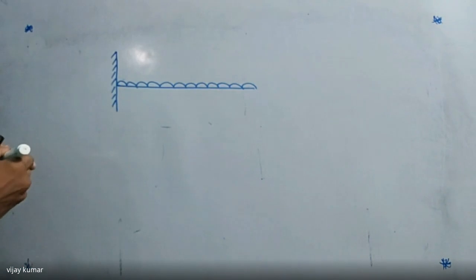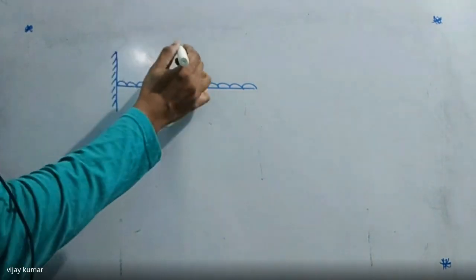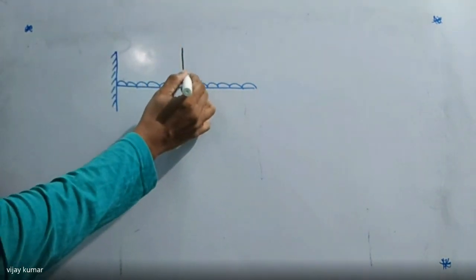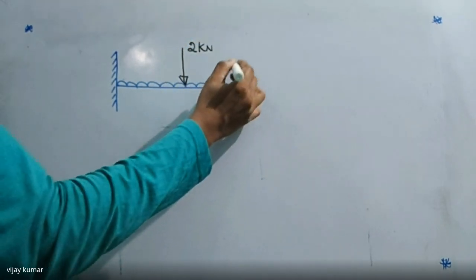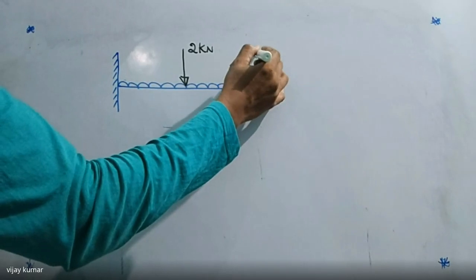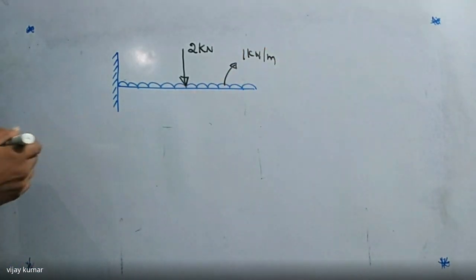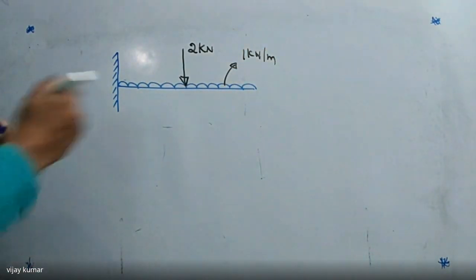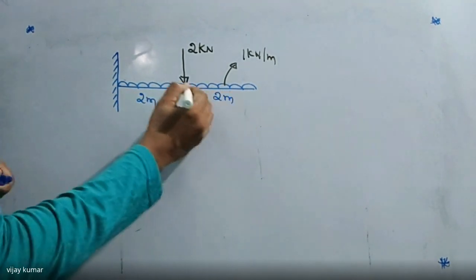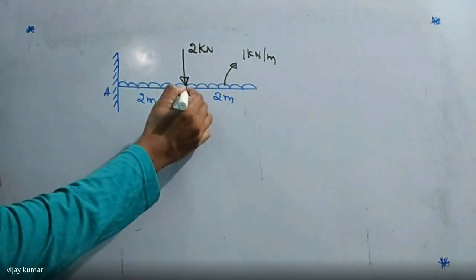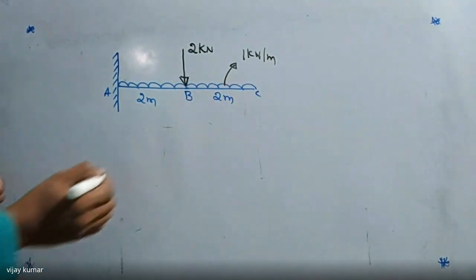Here, one load is acting. The load is equal to 2 kilonewtons, and this one is nothing but 1 kilonewton per meter. The distance between these 2 points is 2 meters, and this is also 2 meters. This point is A, this point is B, and this point is C.